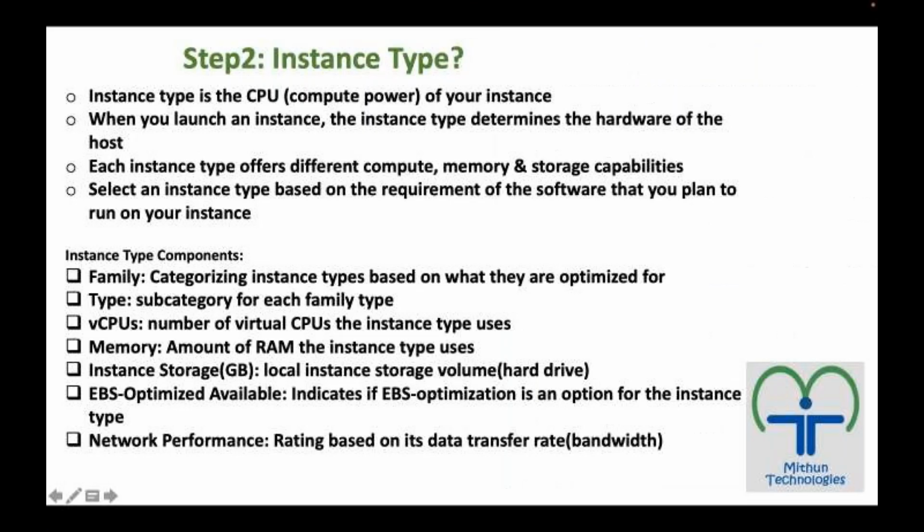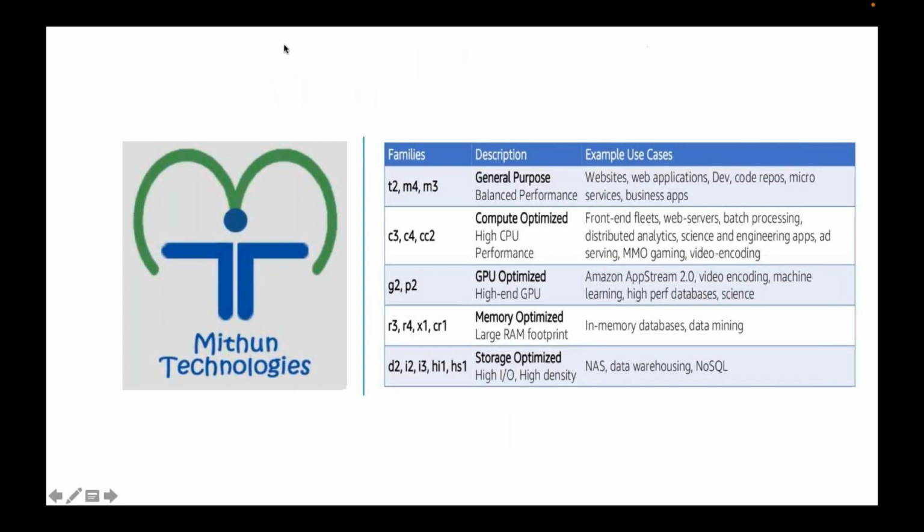Once the instance type is selected, here I have given, guys, general purpose, like normal websites, web applications, microservices you can deploy. Compute optimized, like batch processing, analytics software if you want to run, you can go for this. Memory optimized, like in-memory databases and data mining. Storage optimized for data warehousing, this type of requirement. GPU optimized for artificial intelligence and machine learning kinds of software if you want to run. These types of categories they have given.